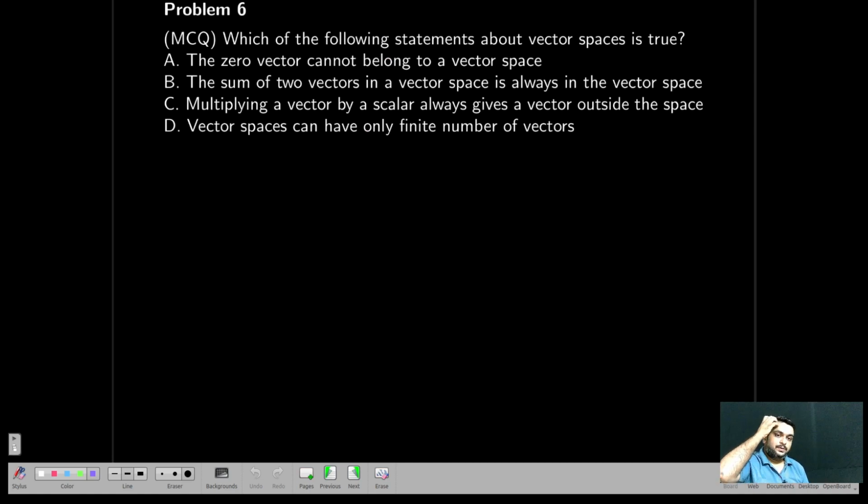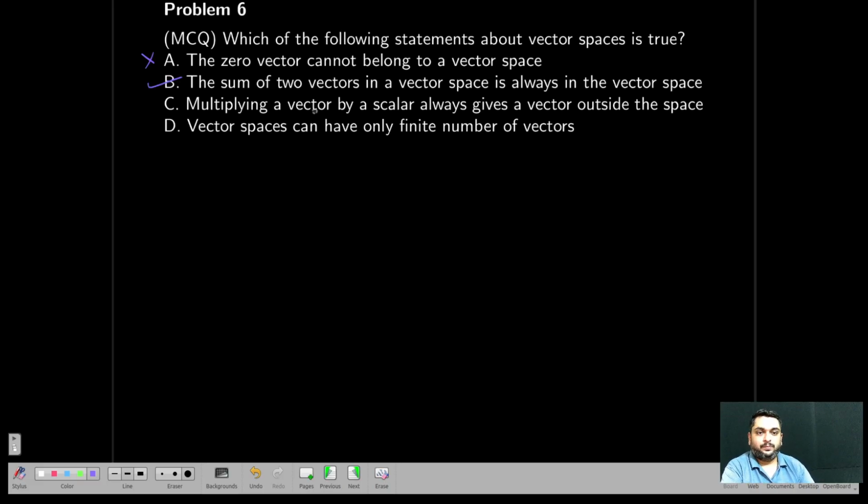Next, which of the following statements about the vector spaces is true? Okay, so the zero vector cannot belong to vector space. It's wrong. The zero vector has to be in the vector space. That's the axiom. The sum of two vectors in a vector space is always in the vector space. Yes. According to the vector space, the condition is it is closed under addition.